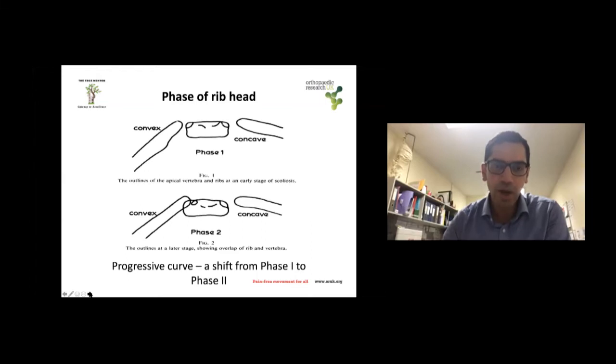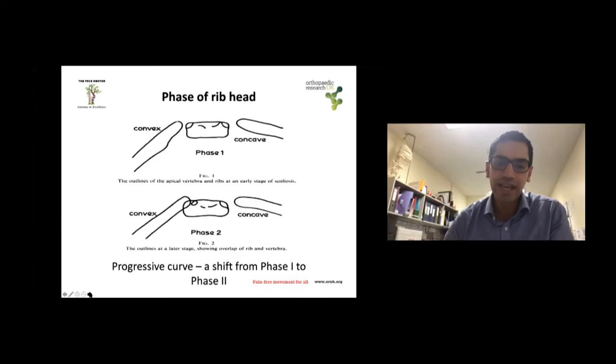In phase 1, the curve could either progress or not progress. So in these patients, you measure the RVAD to see if it's above or below 20 degrees. If it's entered phase 2, that means it's definitely going to progress, and there's not even any point in measuring RVAD at that point, because it is by definition a progressive curve.